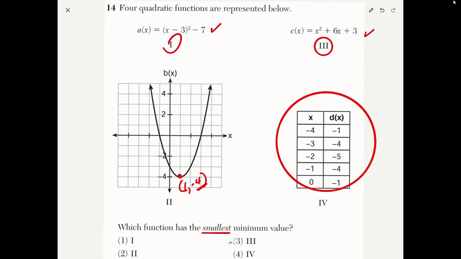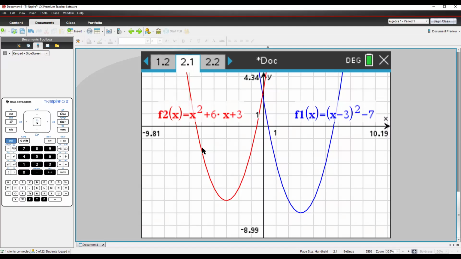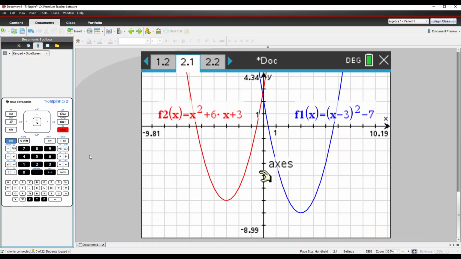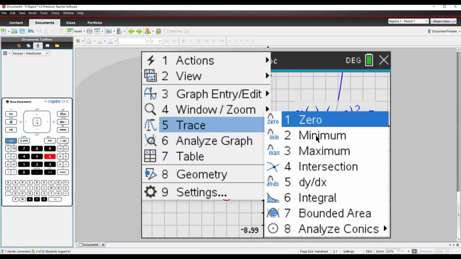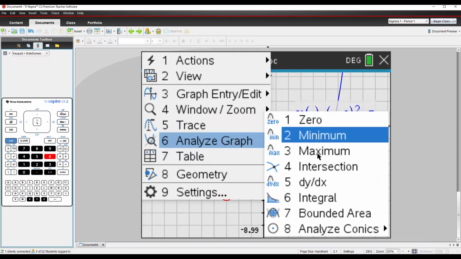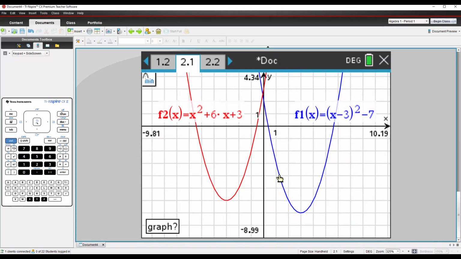So all we're going to do is go to the calculator. I've already entered them, and here is the first one, the a of x one. This is c of x. Now I'm just going to press menu 6 and find the minimum value, so I'm going to press 2. It asks which graph, and I want to start with the blue one.